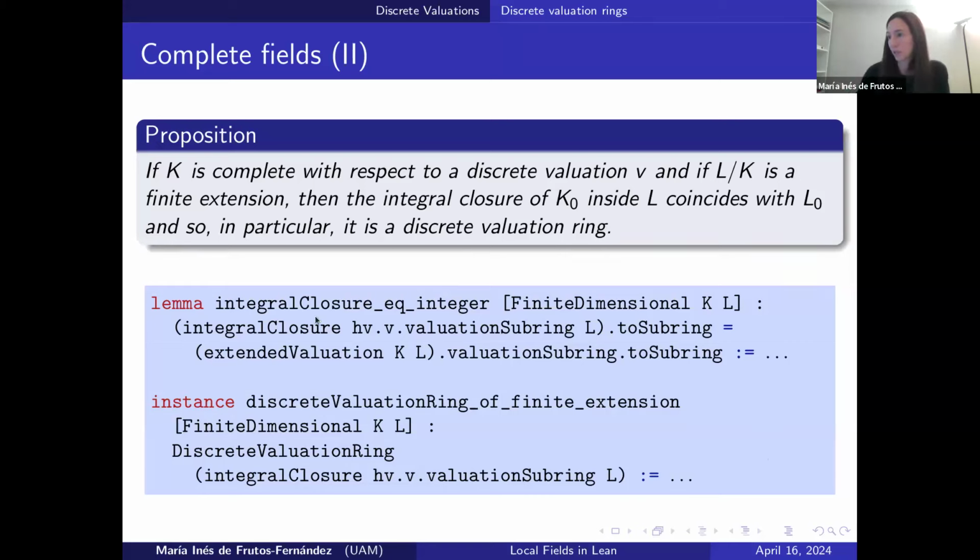So this is done in two lemmas. In the first lemma, we are proving that the integral closure of K₀ in L is equal to the unit ball of L with respect to the extension of the valuation. And then in the next lemma, we see that therefore this integral closure of K₀ in L is again a discrete valuation ring.